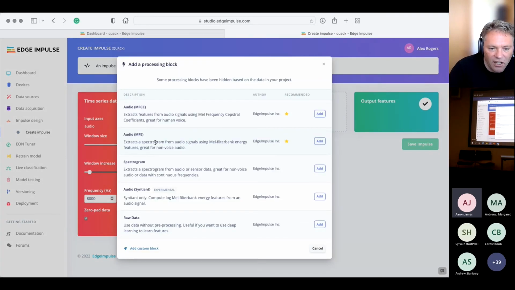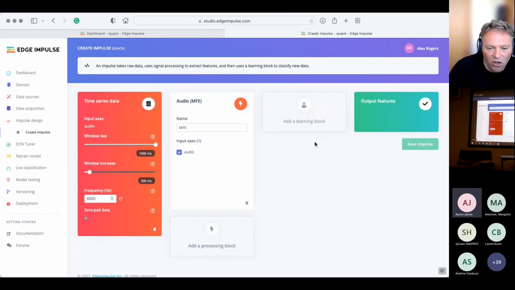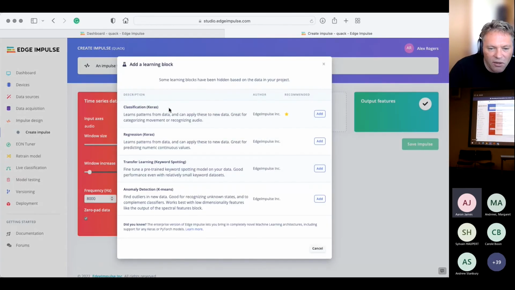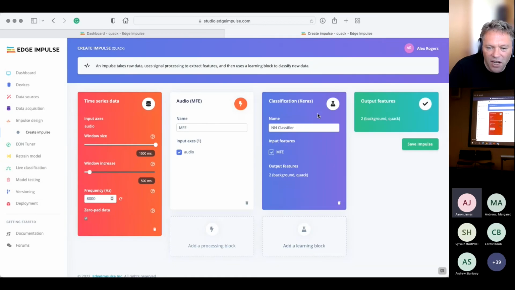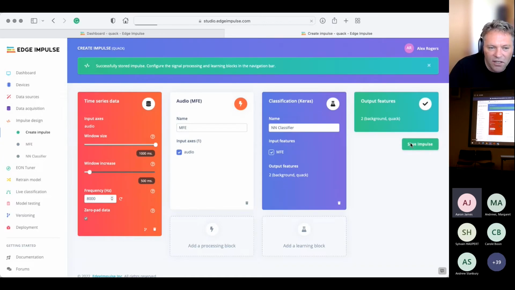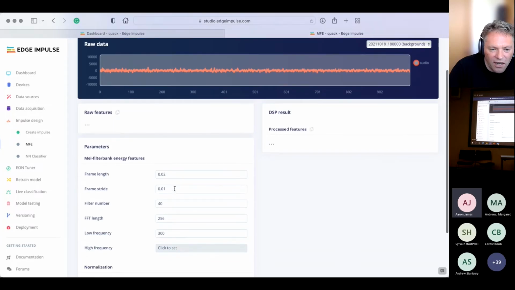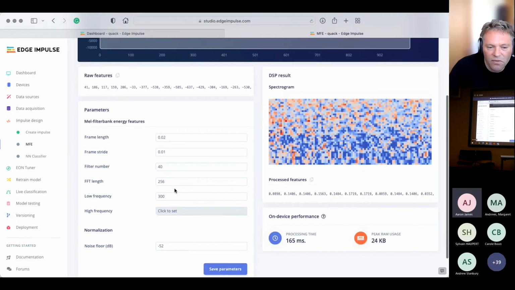So I can come along here. I'm going to add a processing block, which is basically a sonogram. I can add a machine learning block. So I'm going to do some classification. I can save this. And then I come in here and I set the parameters of my classification.